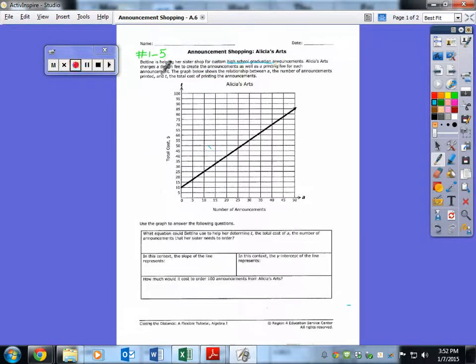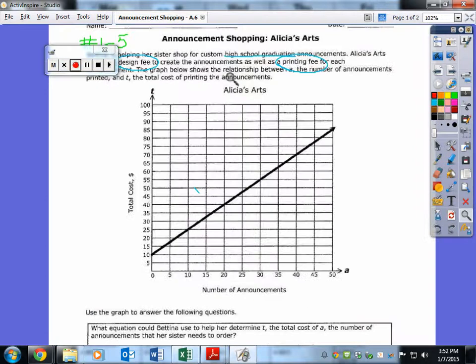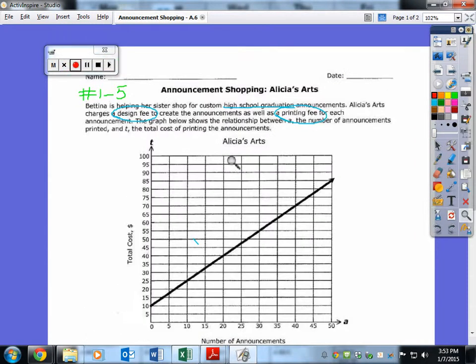What we discussed in class is that there are two charges, two fees. There's the design fee, and then there is the printing fee. I'm going to go ahead and zoom in on this so you can see that a little bit better. Alright, there we go. So we have our design fee and our printing fee. What we discovered was that because of the wording for each announcement, you could also say per announcement, you're going to be charged a fee.